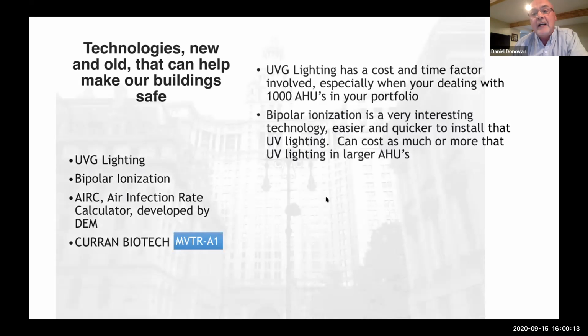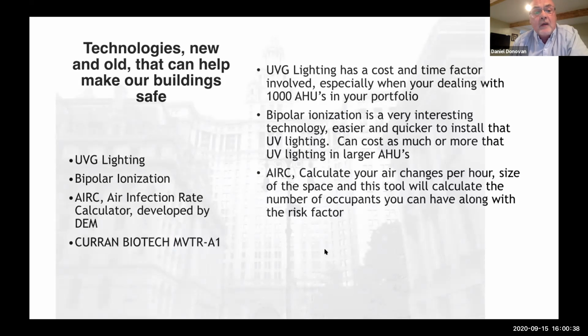Bipolar ionization is an interesting technology that we definitely have looked at, and it's used a lot in Florida or in dusty climates, and easier to install, but in the larger air handlers, it can be quite costly. And the cost factor on that is about 50 cents per CFM on the larger units.